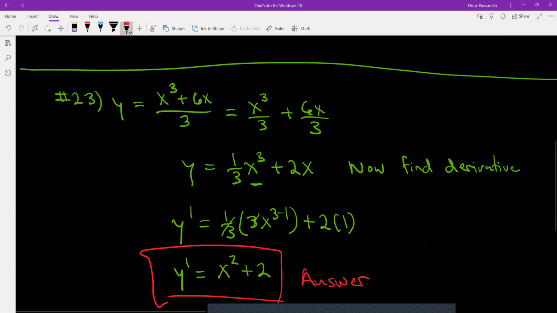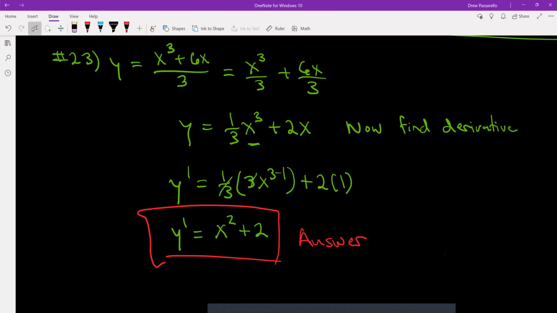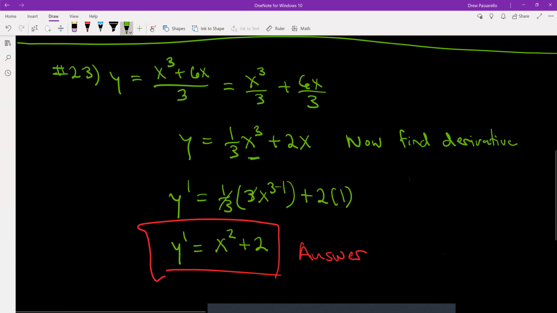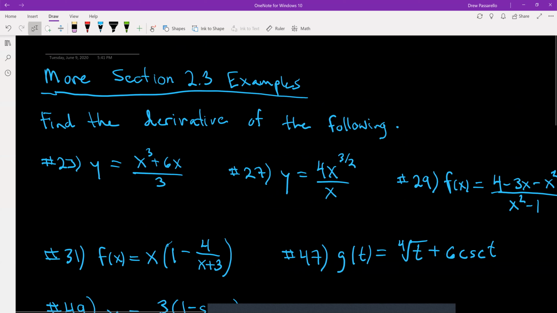I didn't apply any product rule or quotient rule for that one. I just rewrote it and used the rules that we're familiar with from the previous section. It was easier for me to do that than to use the quotient rule, because there's a 3 in the denominator, but to me it's just easier to do it this way. So that's 23.